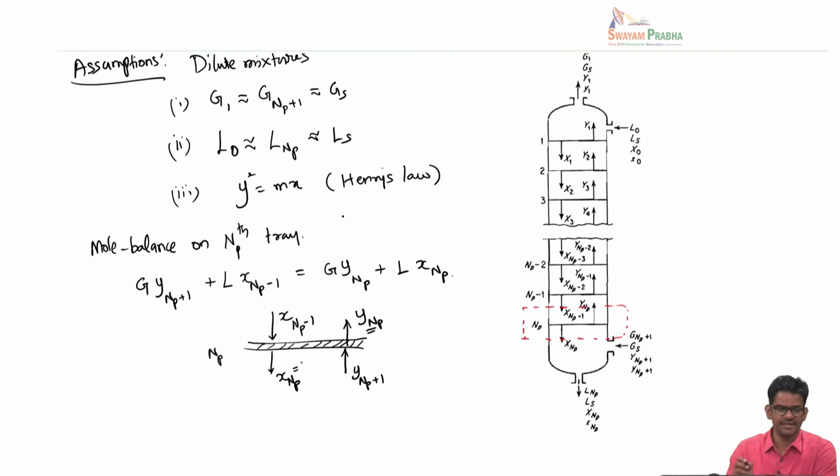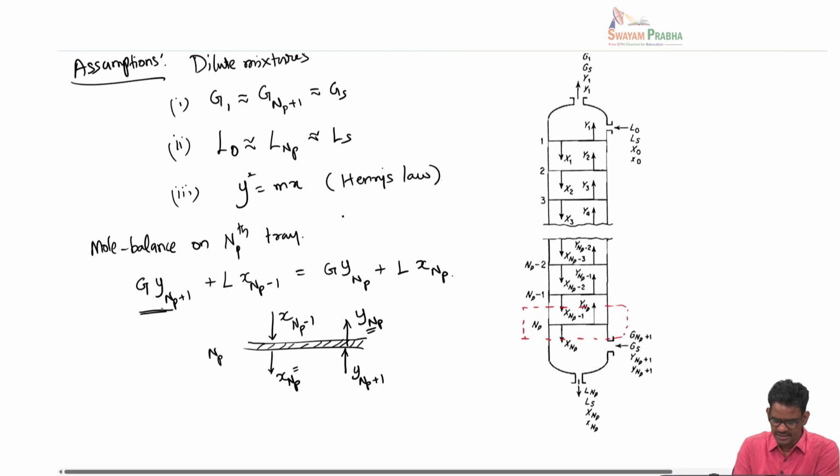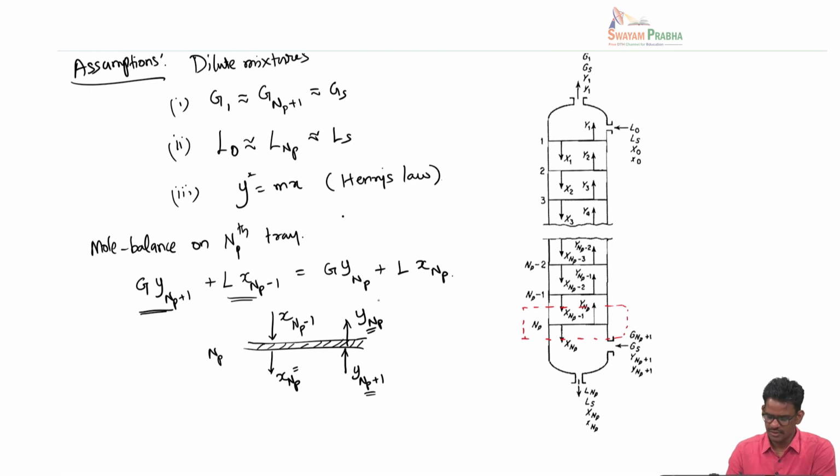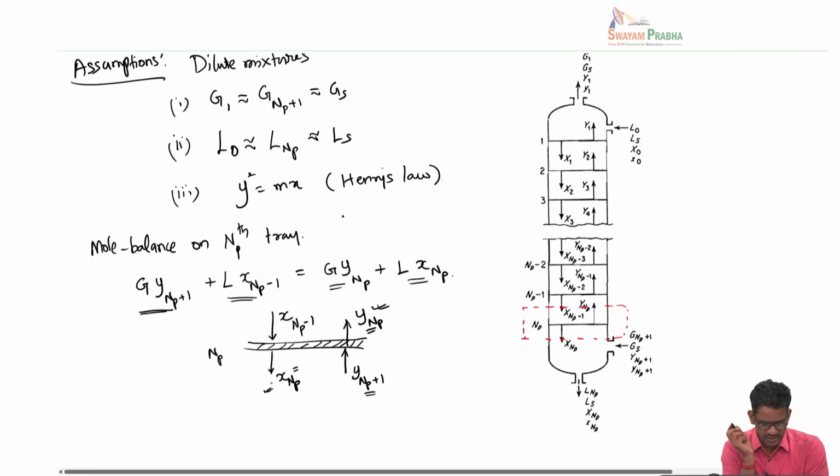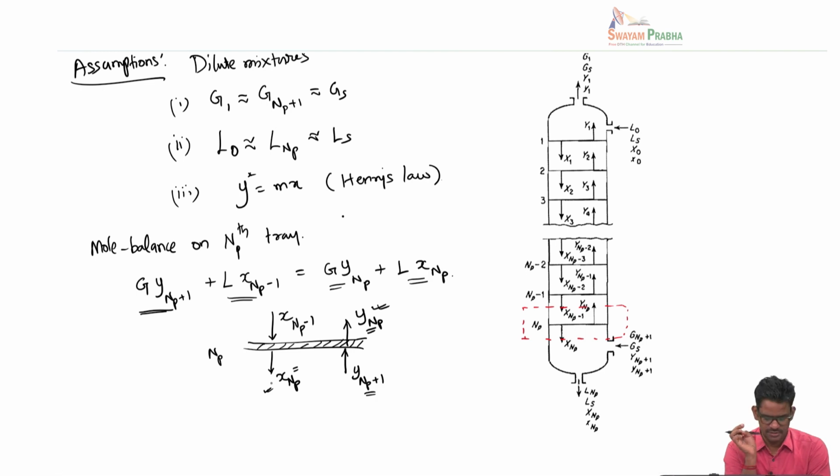So for this I have written a mass balance. The number of moles of solute coming in would be G times this mole fraction, and the number of moles in the liquid stream coming in would be L times XNP-1, and that should be equal to the number of moles leaving in this gas stream, plus the liquid stream here. So here I have used G and L as constants.